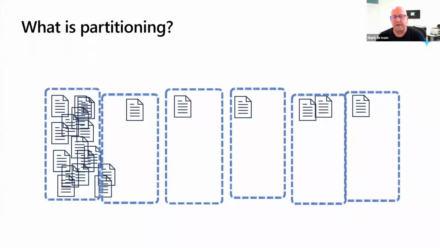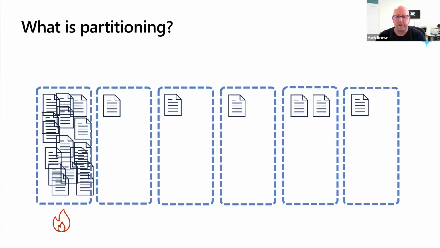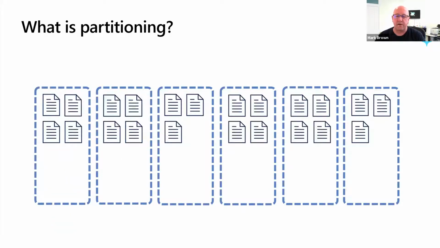So when working with data, the other thing to keep in mind is you want to achieve an even distribution of data for your logical partitions. So if one of the logical partitions, say, gets more data than others, this is what we call a hot partition. And it's something you want to avoid. Same goes for requests as well.